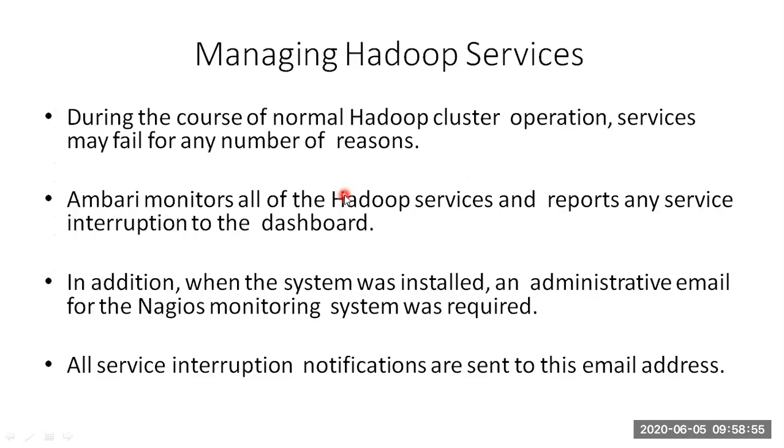So in managing Hadoop services, first, during normal cluster operations, we should make sure that services may fail for any number of reasons. Even the nodes, the data in the nodes and the service operations that Hadoop is providing can fail for many reasons. What Apache Ambari does is monitor all the Hadoop services and report. If there is any interruption or problem in a service, that can be shown on the screen that you can see in your Apache Ambari. Okay.